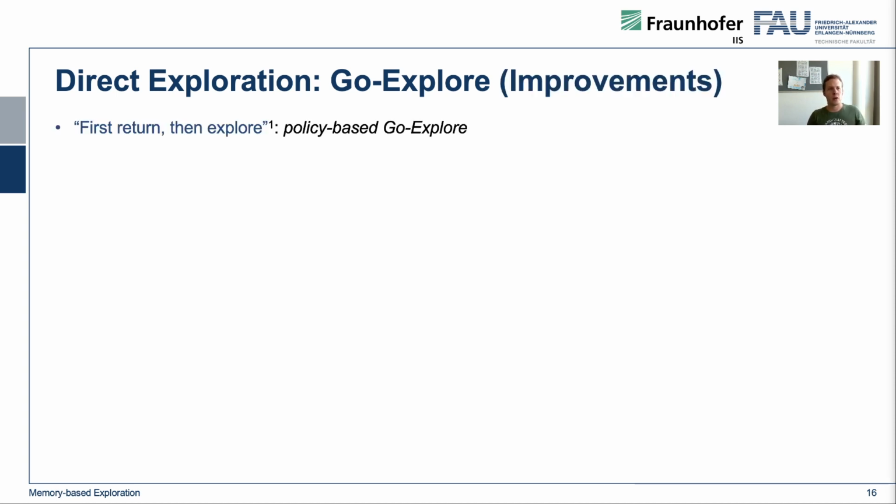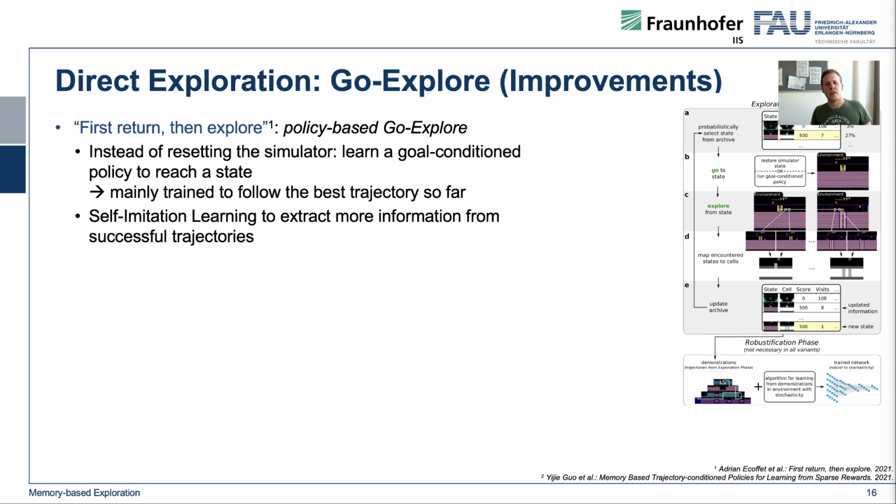Building on top of Go Explorer, there are actually two works that try to make Go Explorer more applicable in practice. The first one is called "First Return, Then Explore", and it's like a policy-based Go Explore improvement. In Go Explore we needed to reset the simulator, so instead of resetting the simulator and initializing it with a state, we want to learn a goal-conditioned policy that is trained explicitly to reach a state.